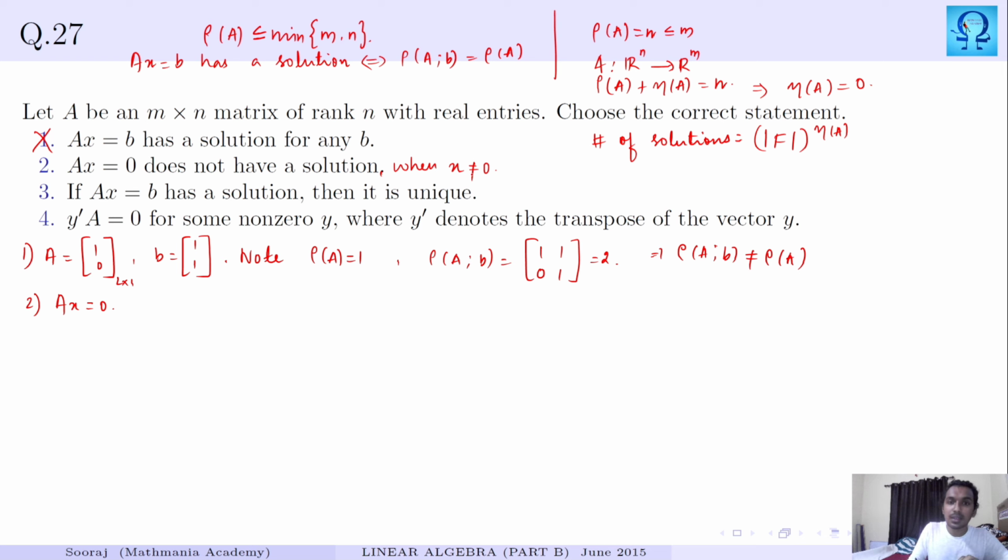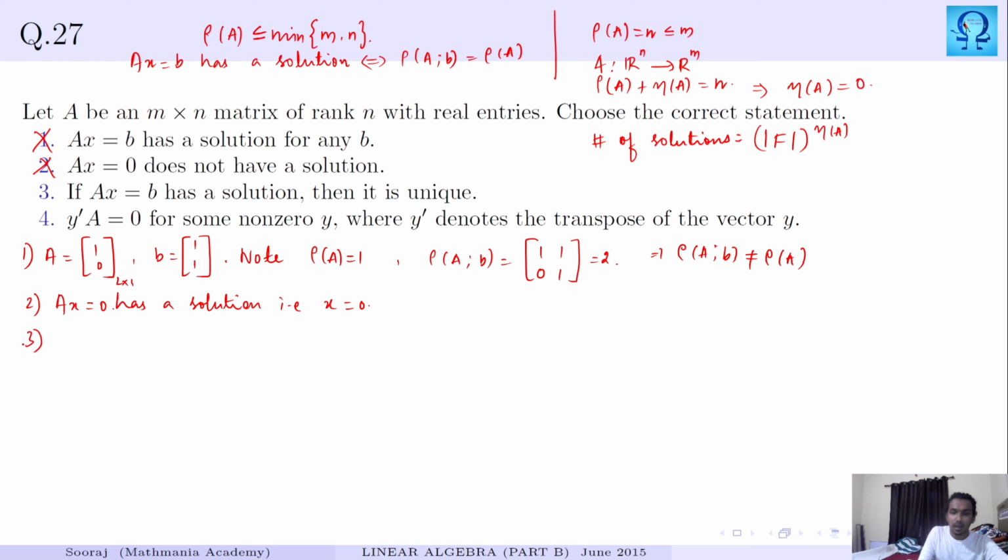If it is given, then we'll have to examine. Okay, this restriction was not imposed. So x is equal to 0 is a solution, that is x is equal to 0. Hence this is also a wrong answer.